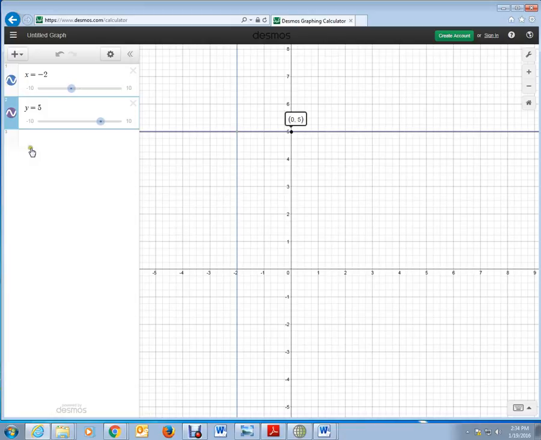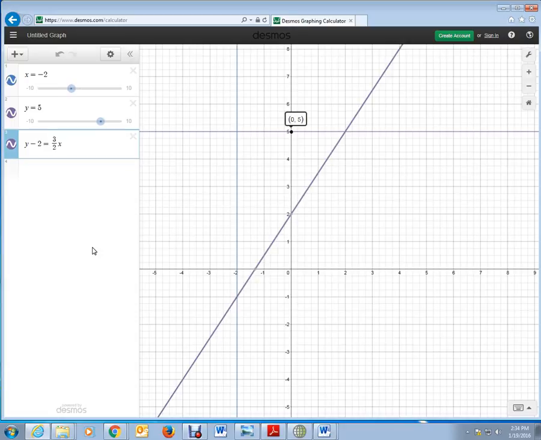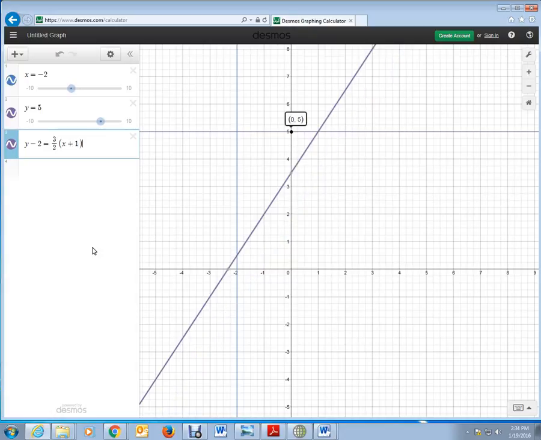Alright, one other type of line that we can graph is a line in point slope form. A line that looks like this, where we have y minus 2 equals a slope, let's go 3/2, right arrow before you put the parentheses actually, and let's go x plus 1. So this will also graph things that are in what we call point slope form of a line.